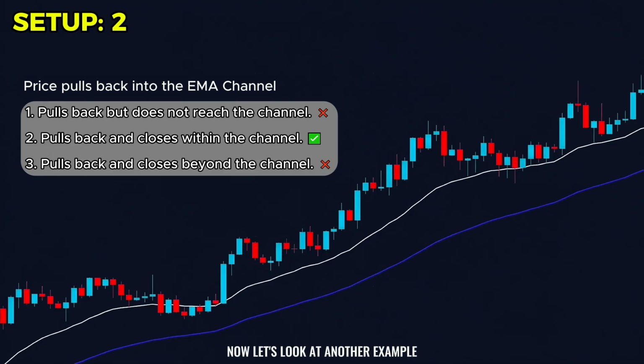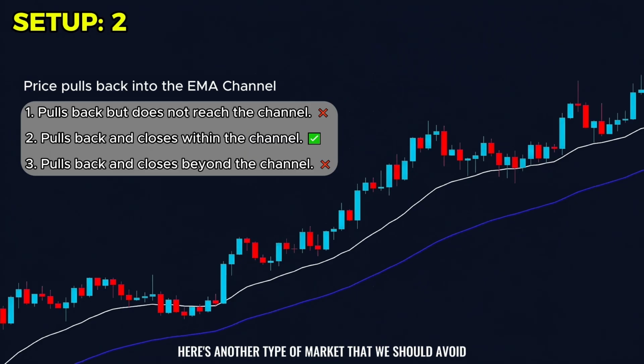Now let's look at another example. At first glance, this appears to be a downtrend. However, the slope of the EMA lines is not clear. There are periods where the market moves downward without much momentum. There are also periods where the market becomes flat. Therefore, we avoid this type of market.